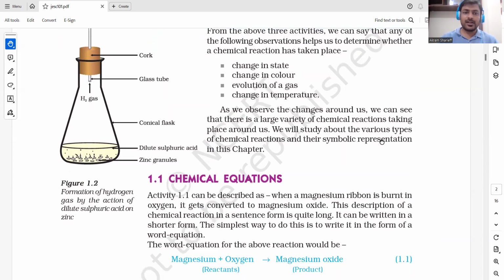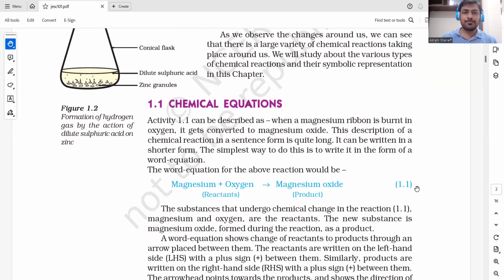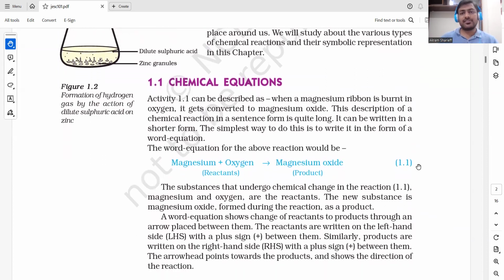Okay. So now first we'll come to what a chemical equation is. In activity 1, which we discussed, a magnesium ribbon was burnt in oxygen. What was the final result? It got converted into magnesium oxide. This description of a chemical reaction in sentence form, that when a magnesium ribbon is burnt in oxygen to get magnesium oxide, is a bit lengthy. We want it to be a short form because in the future you will see very complex reactions, and writing each of them in this language manner gets difficult. So we introduce the symbol form for it.